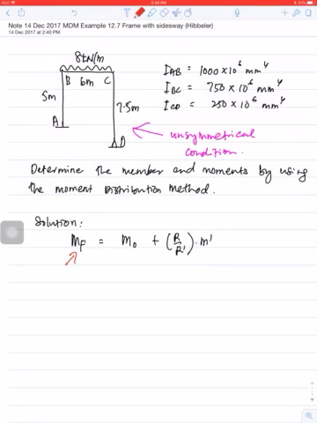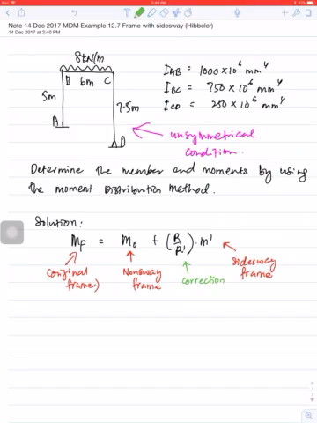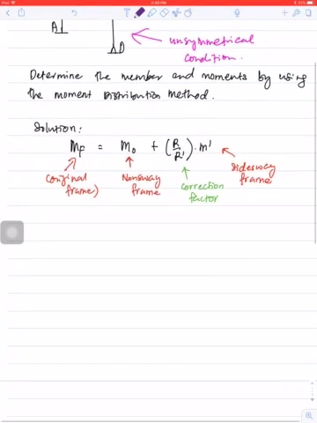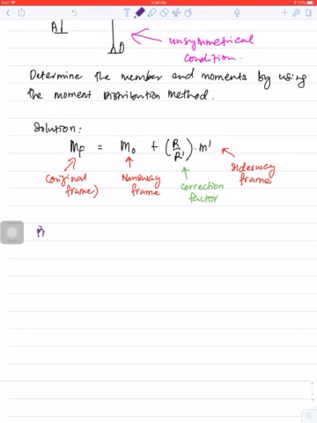This is the final end moment, or the moment from the original frame. M naught is the end moment for the non-sway frame. M prime is the end moment for the side sway frame. And R divided by R prime is the correction factor. This equation comes from the idea of the principle of superposition.